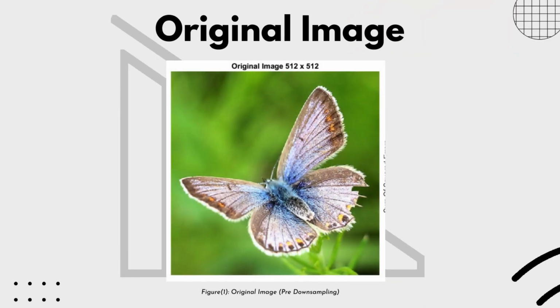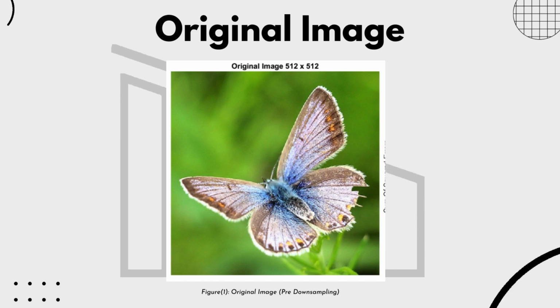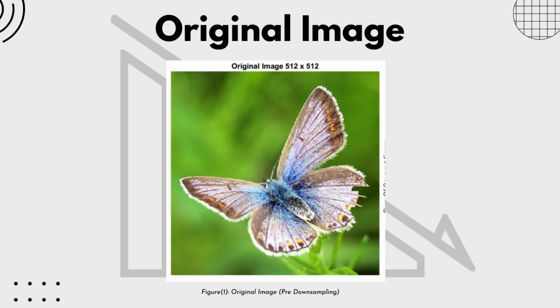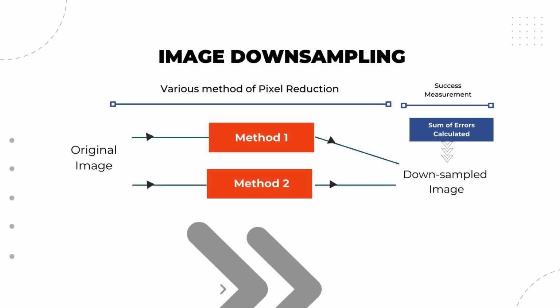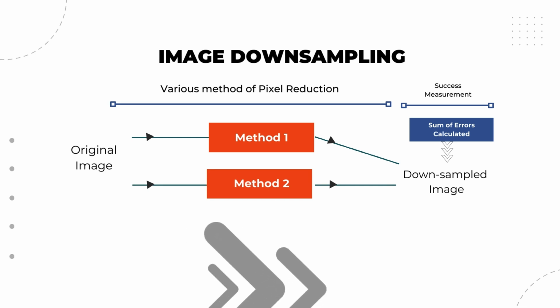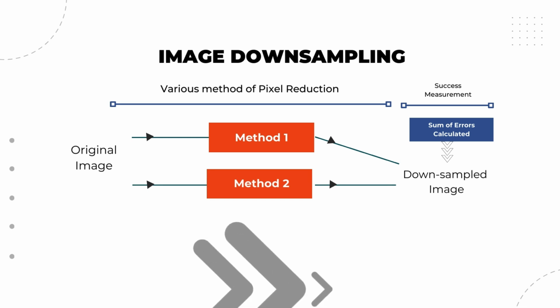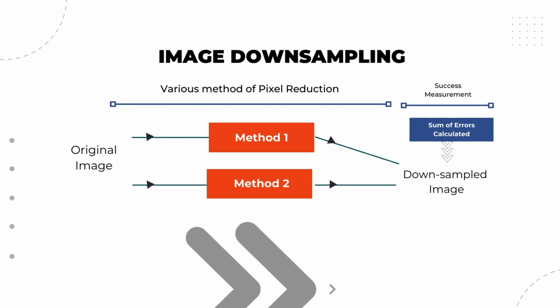Here, we see an original image before any downsampling has been applied. This serves as a baseline to understand the effects of different downsampling methods. This slide demonstrates various methods of image downsampling and their effects on the image. By comparing the original and downsampled images, we can see how different techniques impact image quality.